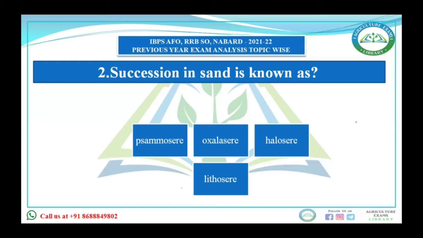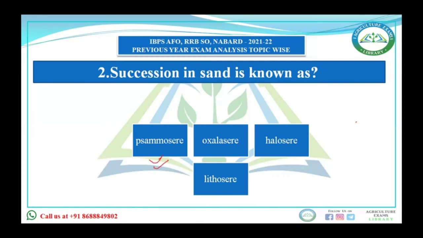Now succession, or the development of plant community, can be in any area. It can be in water, in salty water, in acidic water, in dry region, on rocks, or on sand. When you talk about succession in water, that is hydrosphere; in salty water, that is halosphere; in rocks it is lithosphere; in acidic water it is oxalosphere; and on sand it is plasmosphere. The answer will be plasmosphere.